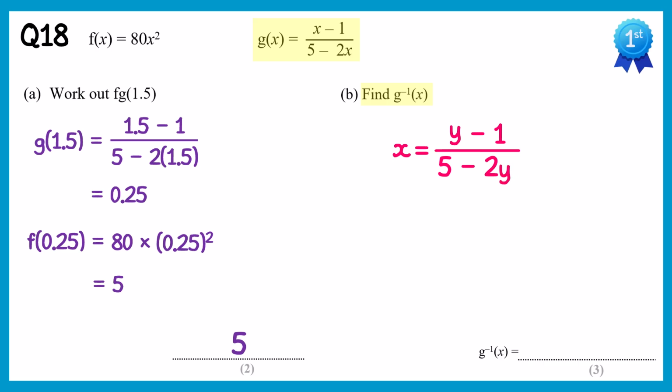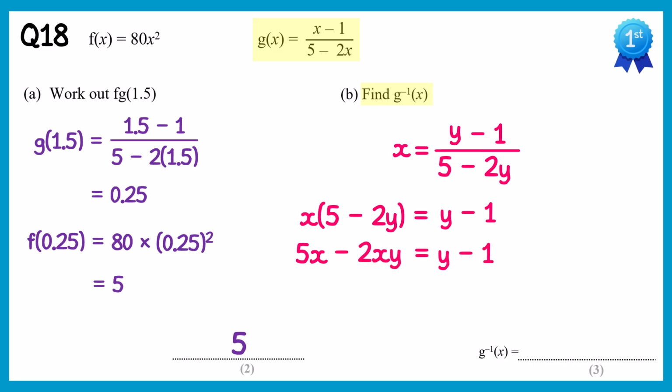Now we need to make y the subject. We're going to start by multiplying both sides by this here. On the left hand side, that will give us x lots of 5 minus 2y, and on the right hand side, 5 minus 2y will cancel, so it's just y minus 1. Now let's expand out this bracket on the left hand side. x times 5 is 5x, and x times negative 2y is negative 2xy. And we'll leave the right hand side the same.